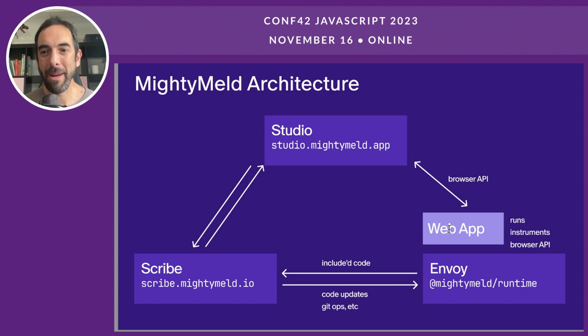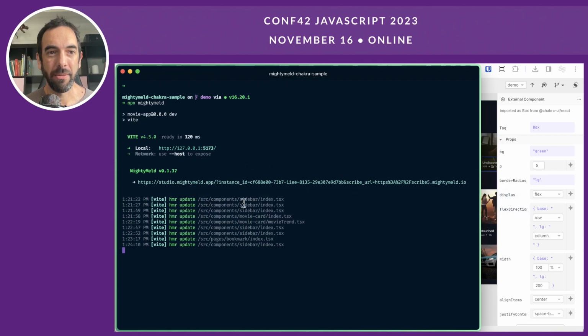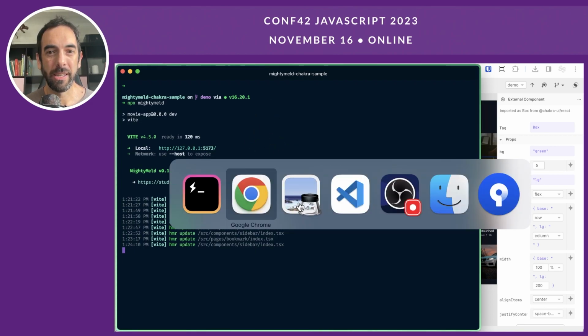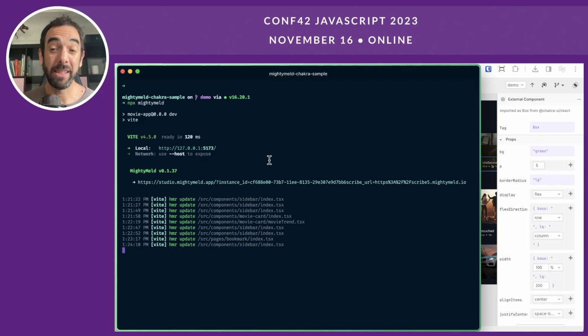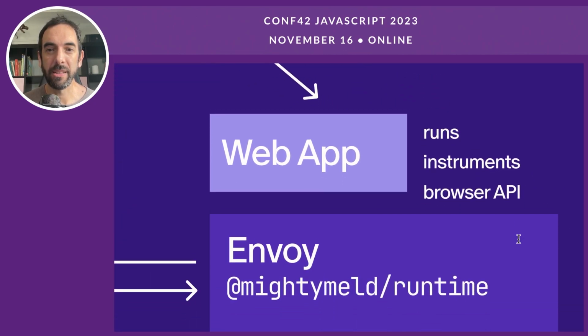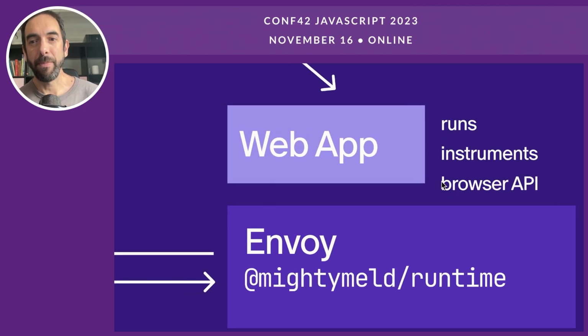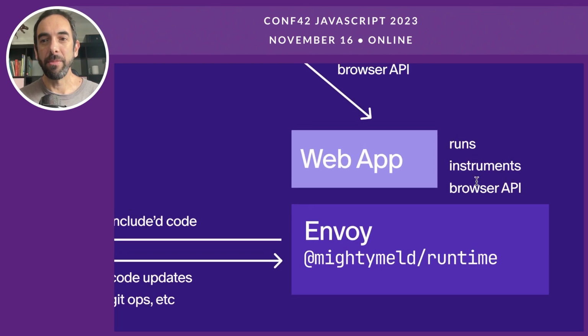So this web app is the app that I'm running here. The Envoy is actually this thing that runs locally. It basically sits next to your app on your local machine, or wherever your development environment is, and runs your app. When Envoy runs your app, it does a few different things to it. It runs it by executing that command that I showed in the Mighty Meld JSON. It also instruments it so that in the DOM, we can see where things come from in code. And it also imports a JavaScript package that provides this thing called the browser API.